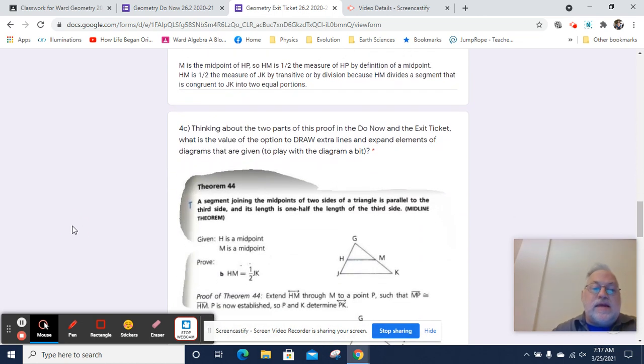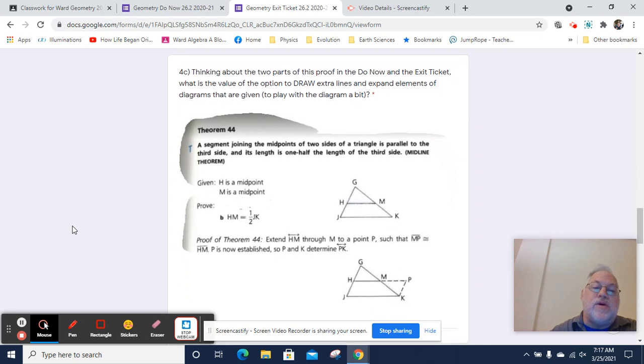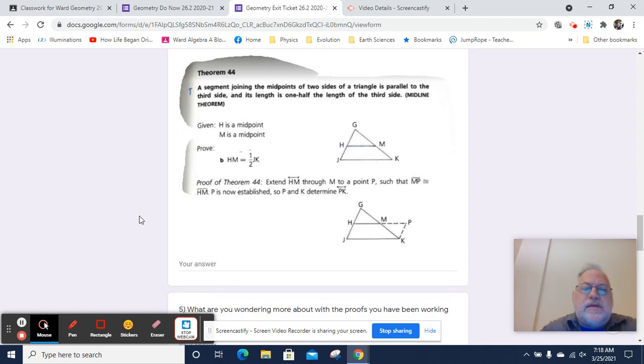All right, this last one, I'm not really going to give an answer, as your answers are going to vary. But you want to think about the two parts of the proof, the do now and the exit ticket. What is the value of the option of drawing extra lines and expanding elements of the diagram that are given? Like, to play with it a bit. What is the advantage? What does that do for you? A lot of the things that you're going to look at, you're going to say, I have no idea what to do. Start to play with it and see what is revealed.